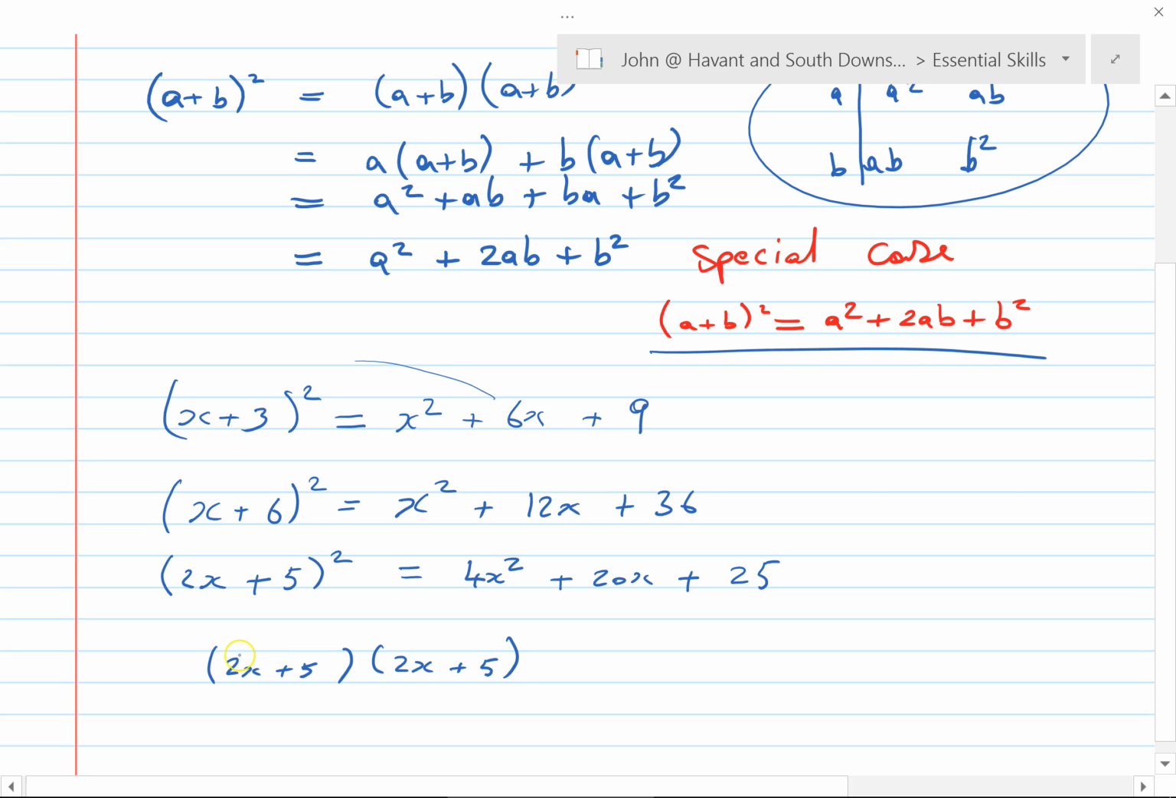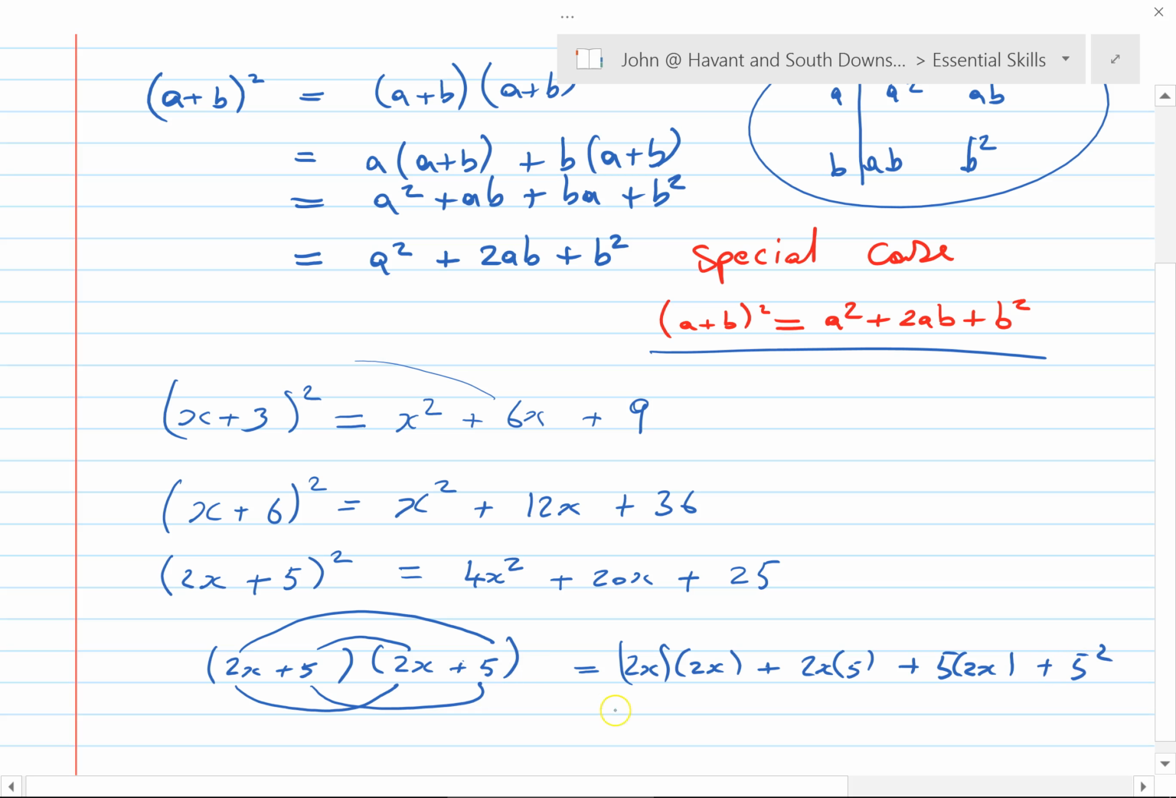Every year I ask people to explain to me what the smiley face does. I don't know. Is that it? And you multiply them out and we get 2x and all this stuff. And then you get 2x times 2x. And then a 2x times a 5. And then a 5 times a 2x. And then a 5 times a 5. You get the picture. This is just too slow.